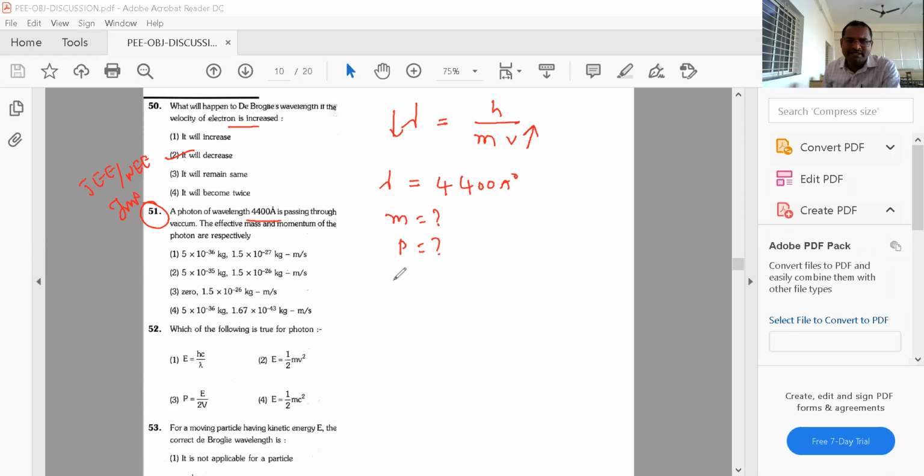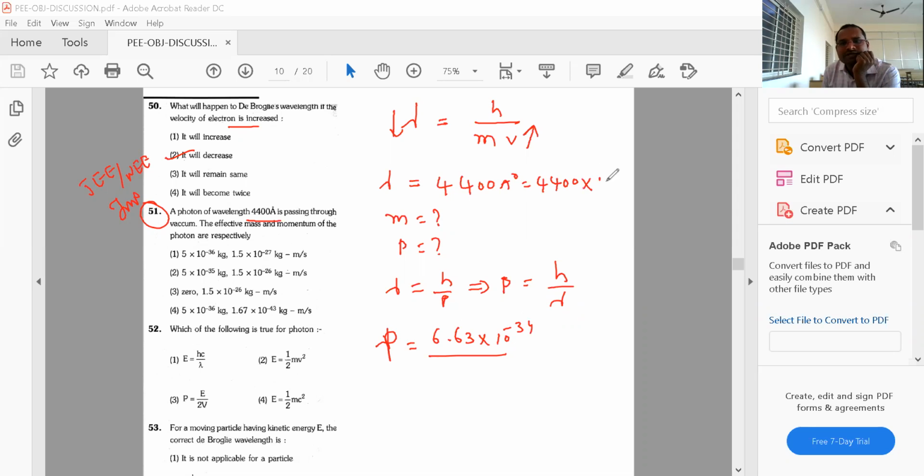First, we know that according to de Broglie, wavelength lambda is equal to h by p. That means momentum p is equal to h by lambda. So p is h, value 6.63 into 10 to the power of minus 34, by wavelength lambda, given 4400 angstrom. Angstrom is nothing but 10 to the power of minus 10 meters. Keep the values in SI units when substituting. So it will be 44 into 10 to the power of minus 8, because of these two zeros it becomes minus 8.